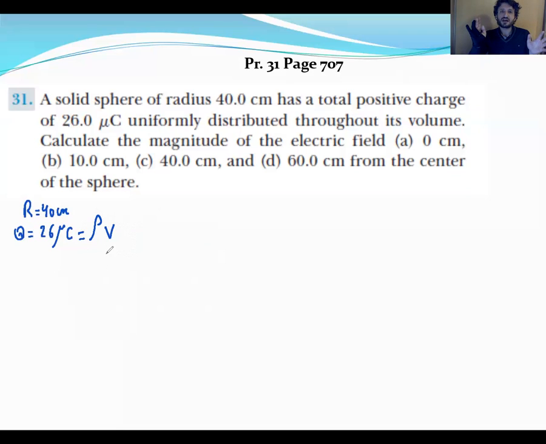Okay? What we have here, we have the sphere. We have to calculate the magnitude of the electric field at the center of the sphere and at distances equal to 10 centimeter, 40 centimeter, and 60 centimeter. So we have to find E at r equals 0, r equals 10 centimeter, 40 centimeter, and 60 centimeter.